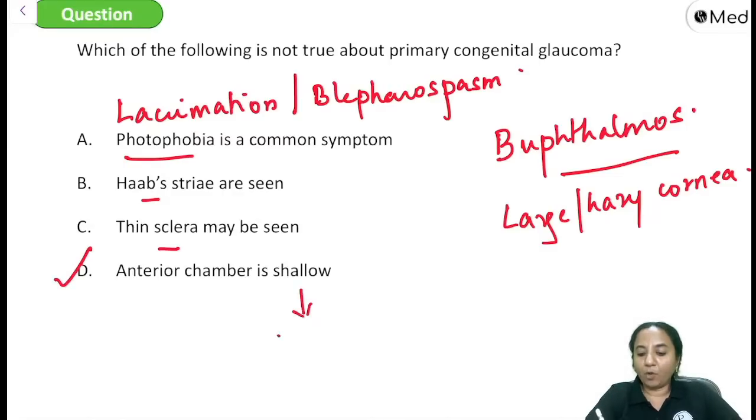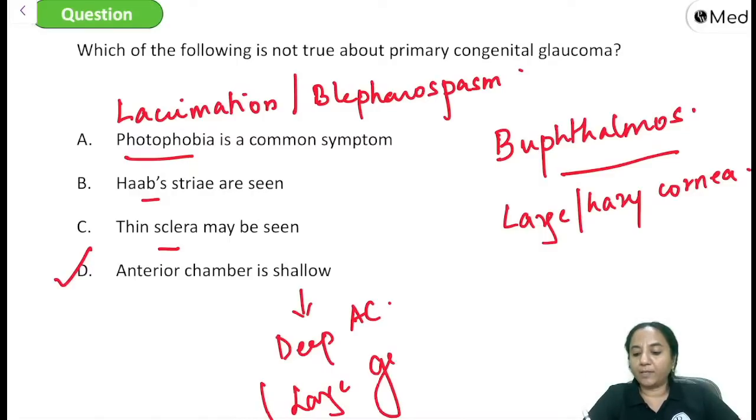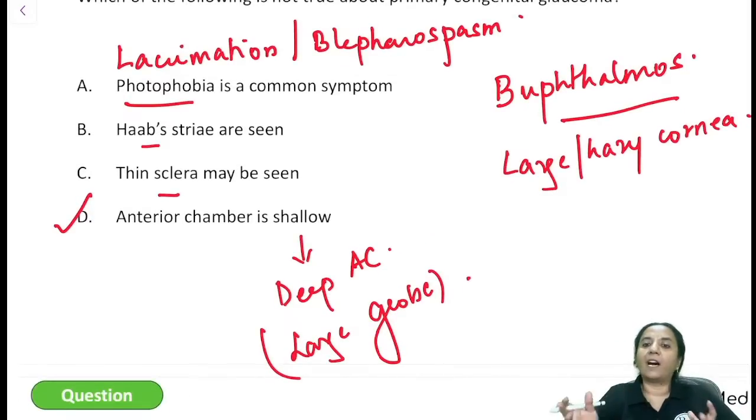So the anterior chamber is not shallow. You have a deep anterior chamber. Why do we have a deep anterior chamber? Because your globe is large. It's an ophthalmic globe, so it's a large globe. So in the large globe, you will have large chambers.